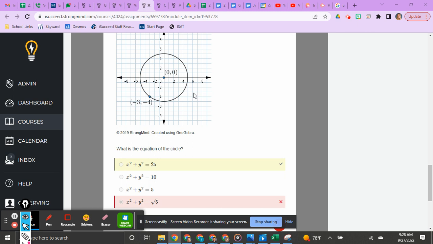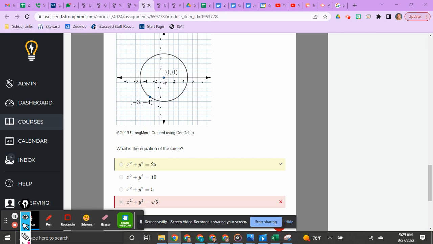So here's the picture. We're trying to find the equation of the circle. They did give us this point, and the center is 0, 0. So the first thing we want to do is find the length of the radius, because that is what we need to know for this part of the equation.